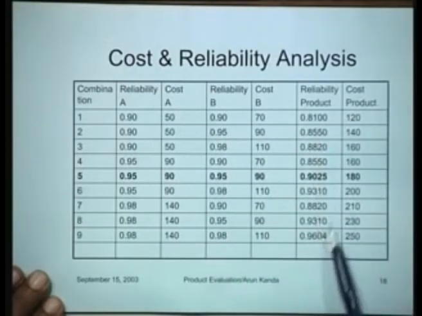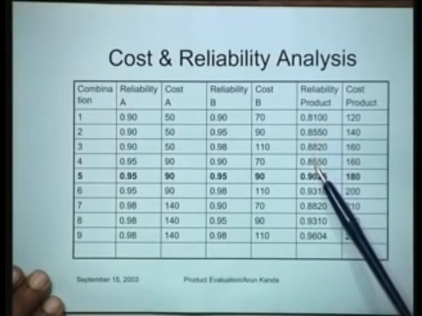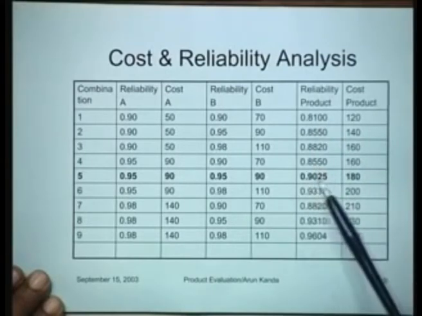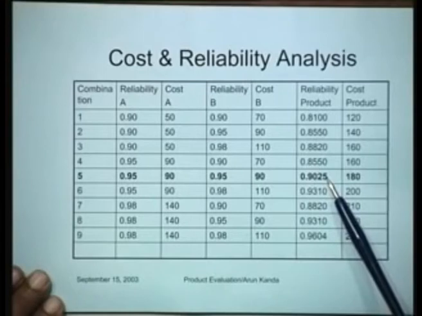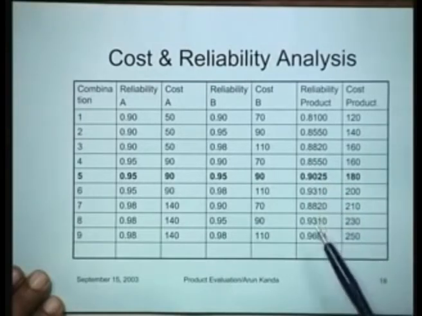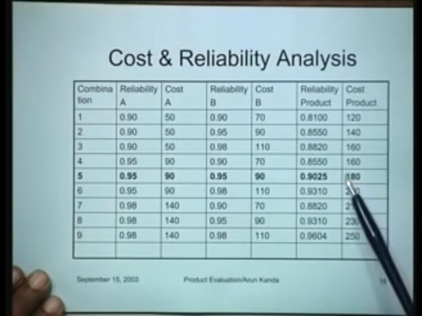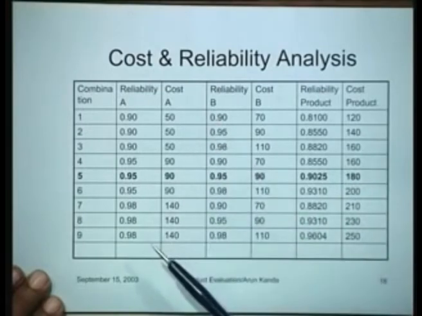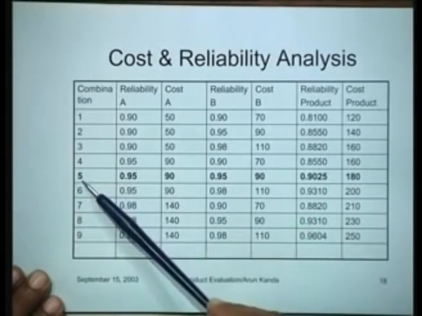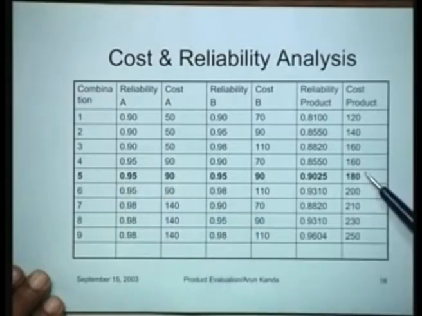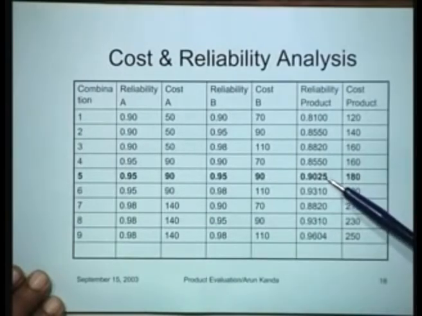We can do the whole thing for the entire table. We are interested in a product reliability of 0.90. Obviously, all these designs are not feasible. This is the first feasible design, 0.9025. There are higher values of reliability available, but we get this, and this particular value gives me a total cost of 180. So of all the possible designs, it is this combination 5, which is shown in bold here, that is the optimal one, because I can now generate the new product at a total cost of 180 and get the required product reliability of 0.9025.